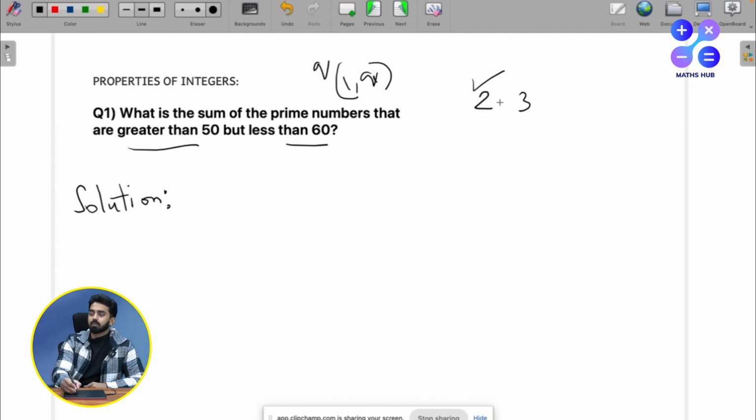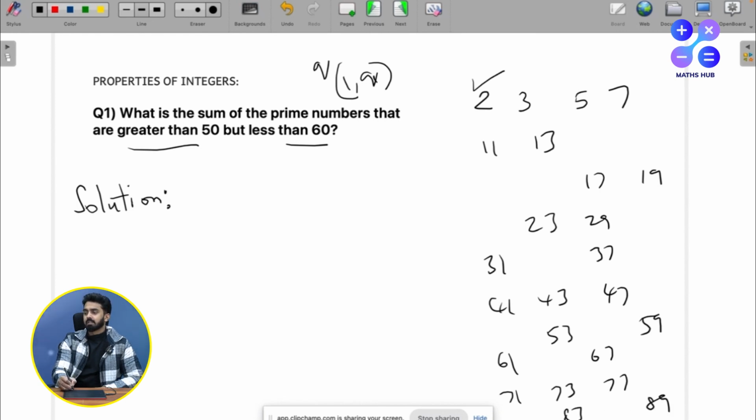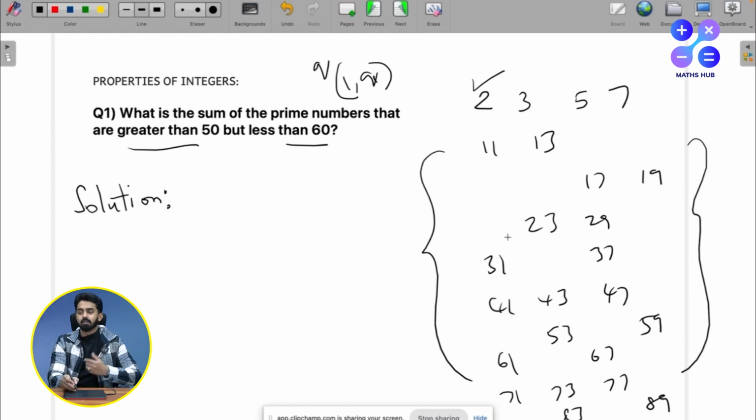So if you start with 2, the next number goes to 3, and then 5, 7, you have 11, 13, 17, 19, 23, 29, 31, 37, 41, 43, 47, 53, 59, 61, 67, 71, 73, 79, 83, 89, and 97. So I'm able to recall this so quickly because I have a lot of practice recalling this. So I urge you to also practice recalling all the prime numbers.